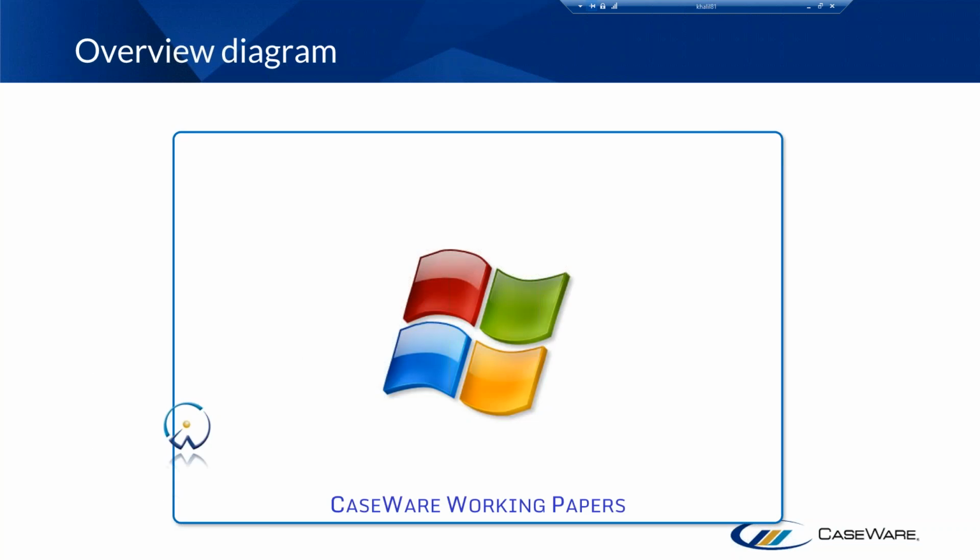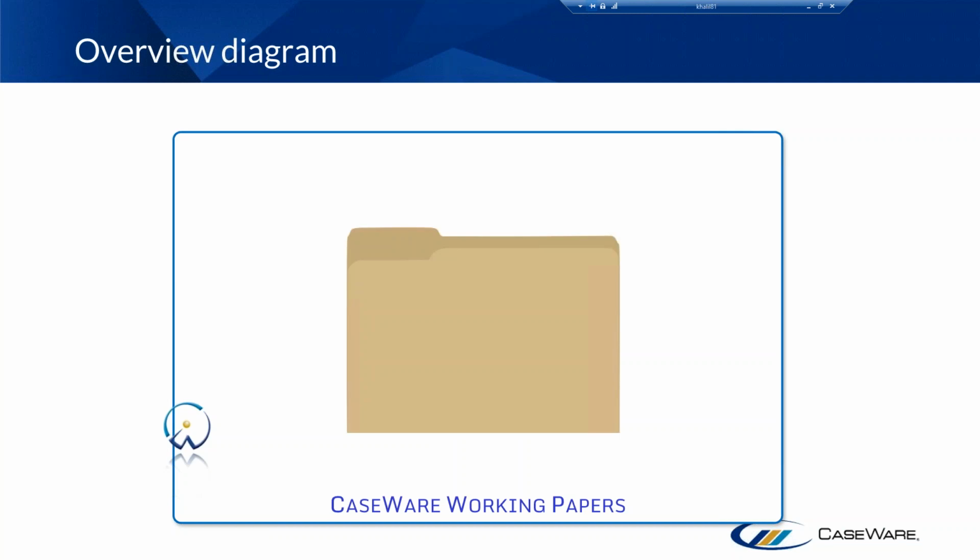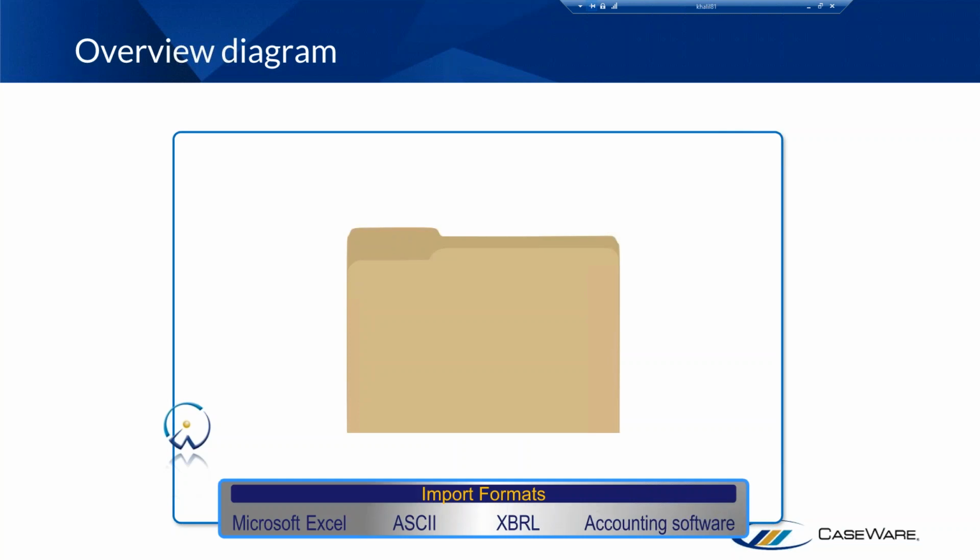Let's take a look at the overview diagram. We start with CaseWare working paper software installed in a Windows environment. A new file is created. In this case, the file would be created from our PEG template. The next step is to import the trial balance, or full detailed general journal, into the working papers file.